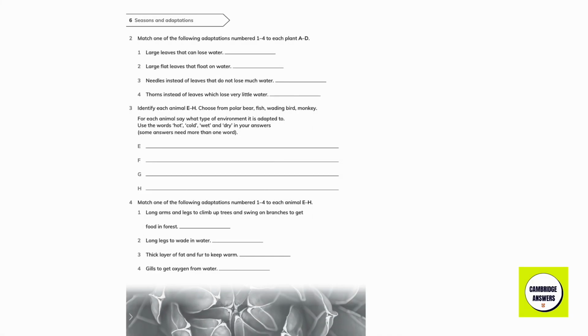Match one of the following adaptations numbered 1 to 4 to each plant A to D. Large leaves that can lose water. B. Tropical plant. Large flat leaves that float on water. C. Water lily/lotus. Needles instead of leaves that do not lose much water. D. Fir tree. Thorns instead of leaves which lose very little water. A. Cactus.